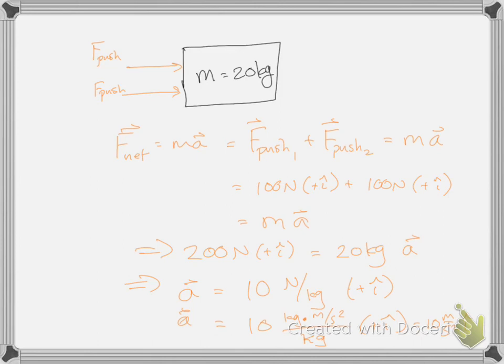In class the other day, I had written, actually, let me just make sure we understand the answer here. So the answer is 10 meters per second squared in the plus x direction.